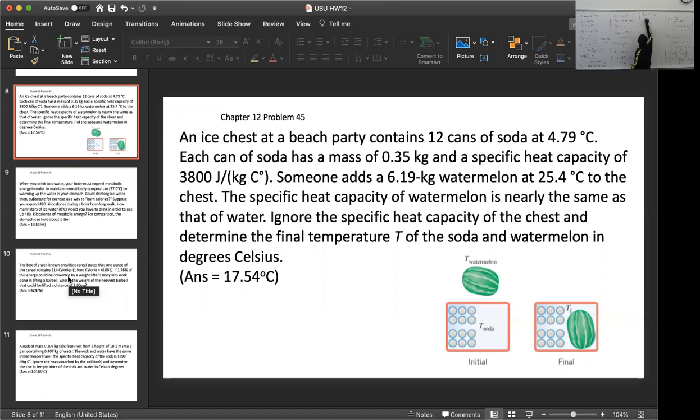And then initial temperature of soda, 4.79 degrees Celsius. So the specific heat capacity of that soda is 3,800 joules per kilogram per Kelvin, or per degree Celsius, if you like. Someone adds a 6.19 kilogram watermelon. So mass of watermelon, 6.19 kilograms. And initial temperature of watermelon, 25.4 degrees Celsius. So specific heat capacity of watermelon is the same as water, so 4,186 joules per kilogram per Kelvin. Degrees Celsius, if you like.